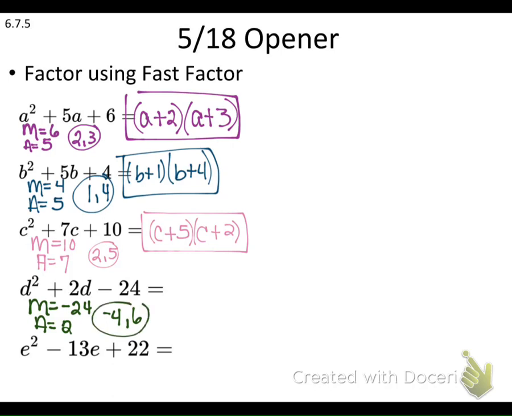So then my final answer here is going to be what? D minus 4 times, well, parentheses. When you say times, I know that means parentheses, so good job. Go ahead. Parentheses, D plus 6. Good.